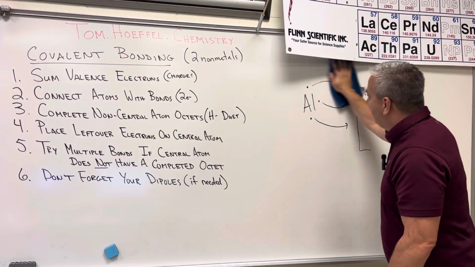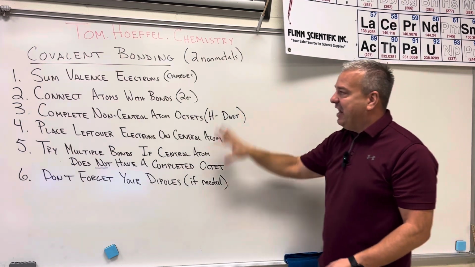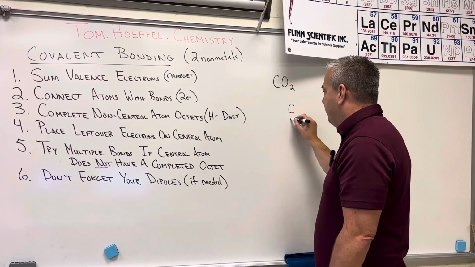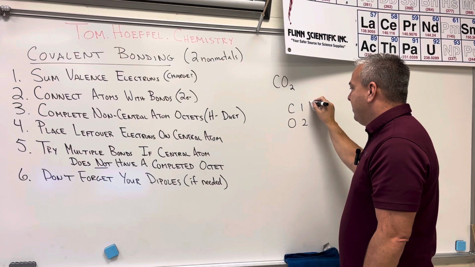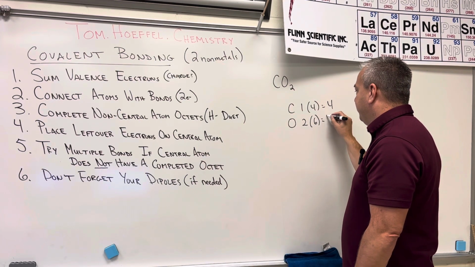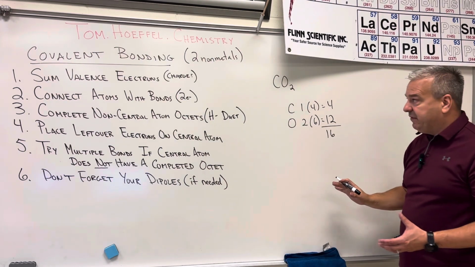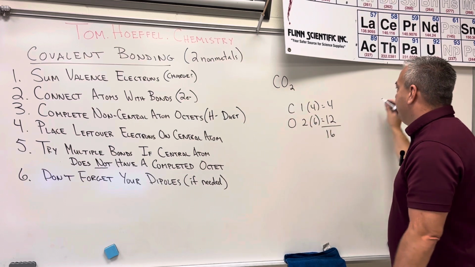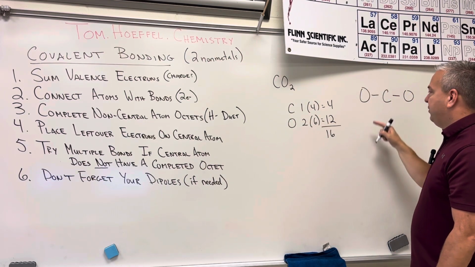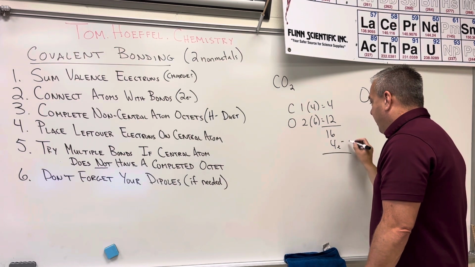Okay. Now, last problem, just a nice practice problem to make sure we understand all of this, and that's going to be carbon dioxide. So we have a carbon and 2 oxygens. The carbon donates 4. The oxygen donates 6. So we have a total of 16 electrons to play with. The carbon is going to be the central atom, and I'm going to connect it with bonds to the oxygens. I used up 4 electrons on the bonds.